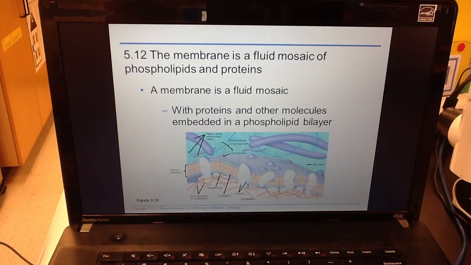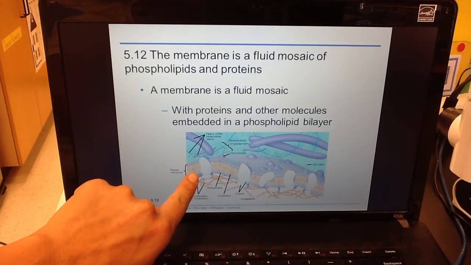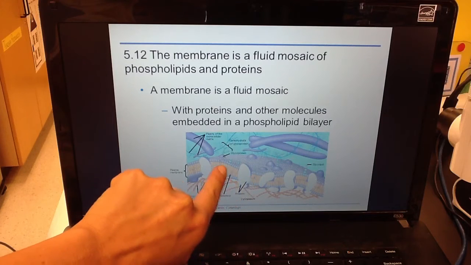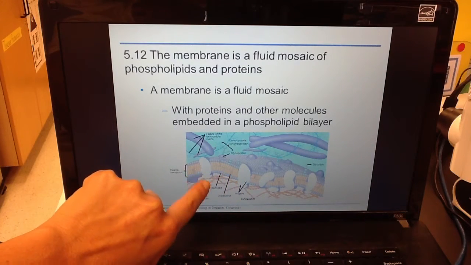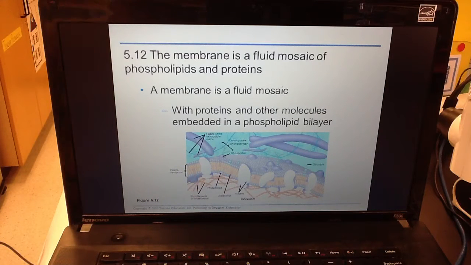Here's the more complete picture of the cell membrane. If you look closely right here, you'll see these darker shaded areas in the phospholipid bilayer. Those are actually the steroid cholesterols embedded. You'll see these ginormous purple structures. Those are the proteins that are found in the phospholipid bilayer, and this is why we call it a mosaic model.